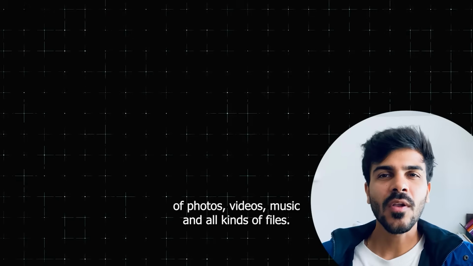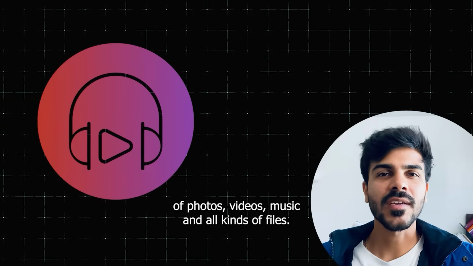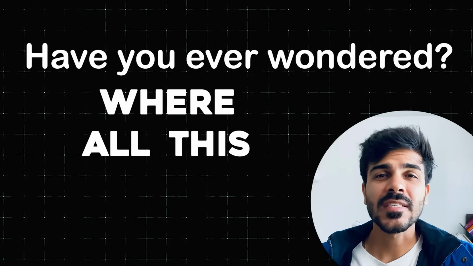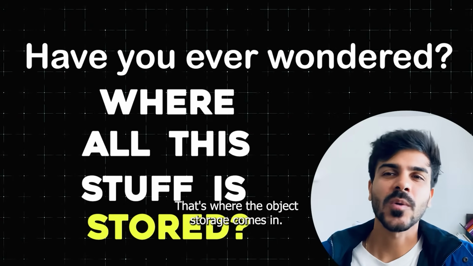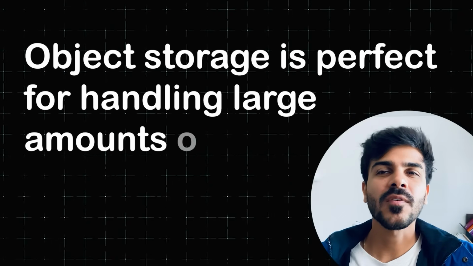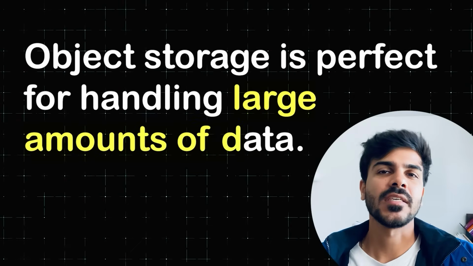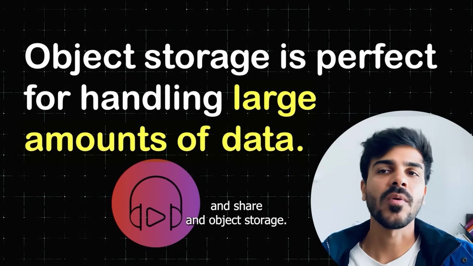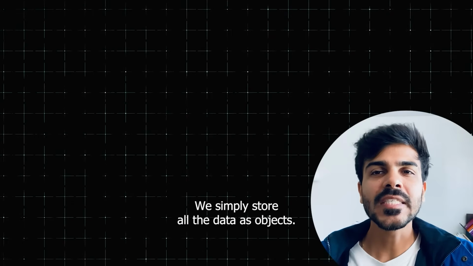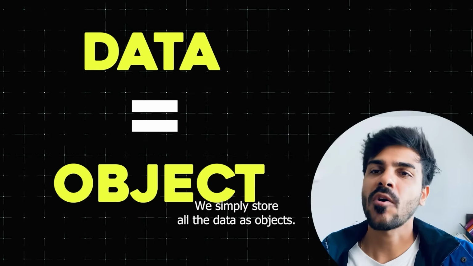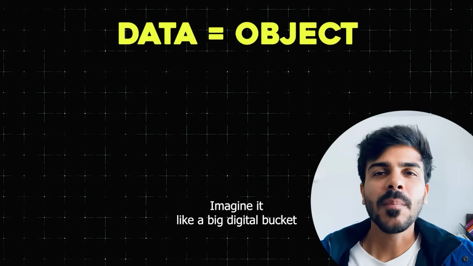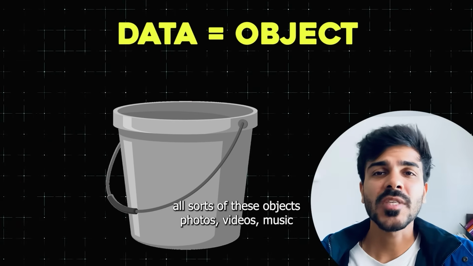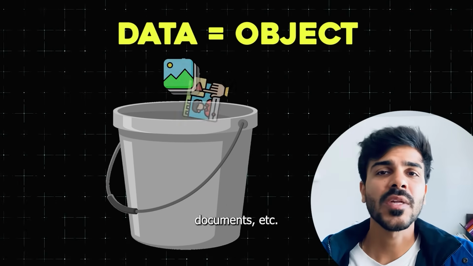The internet is full of photos, videos, music, and all kinds of files. But have you ever wondered where all this stuff is stored? That's where object storage comes in. Object storage is perfect for handling large amounts of data, like these photos, videos, audios that we constantly upload and share. In object storage, we simply store the data as objects. Imagine it like a big digital bucket where you can toss in all sorts of these objects: photos, videos, music, documents, etc.